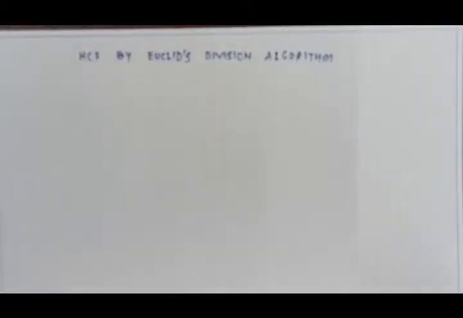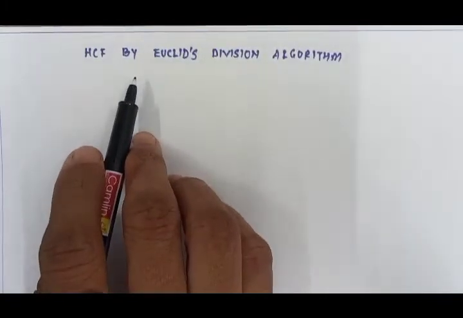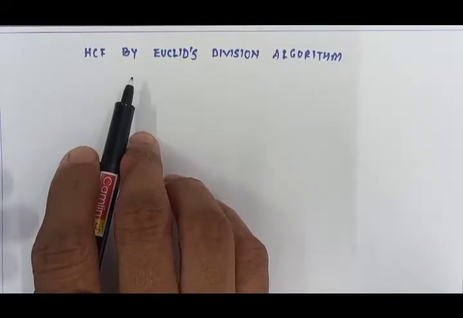So, what is the basic difference between Euclid's division lemma and Euclid's division algorithm? Actually, in the algorithm we are using the lemma again and again to reach the solution, to get the solution. What is the solution here? The HCF of two numbers. So let's see how to find the HCF by Euclid's division algorithm.